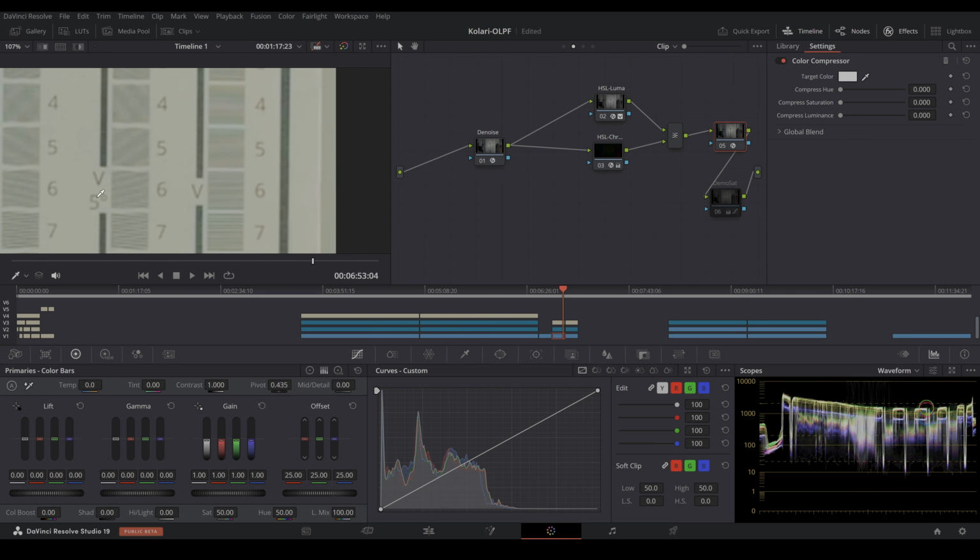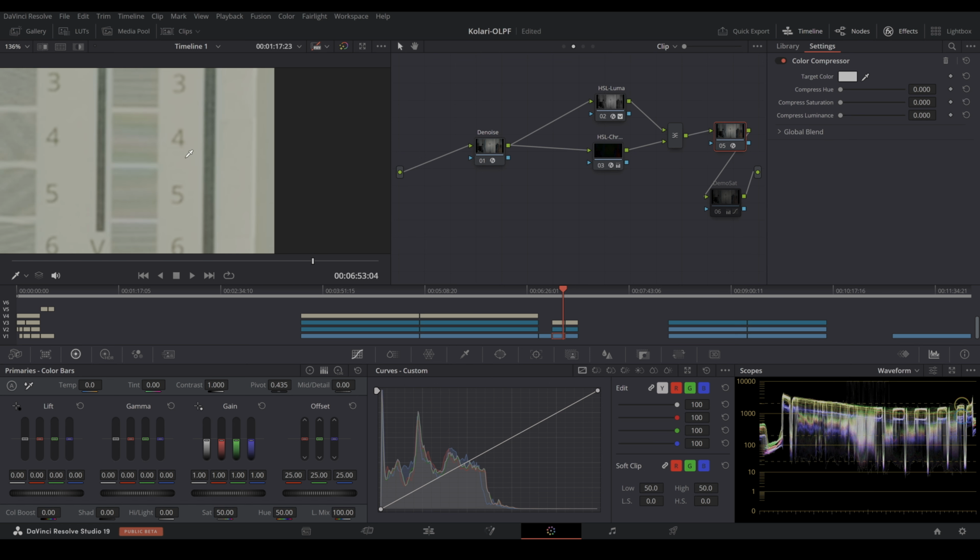Now here I have another technique that I like to use to reduce moire, which is the color compressor. So what I do is I choose the color of the dress or the suit, shirt that has the specific color like blue. I pick it then with my color compressor. So let's say here we want to have target color black. And then you can compress the different parts.